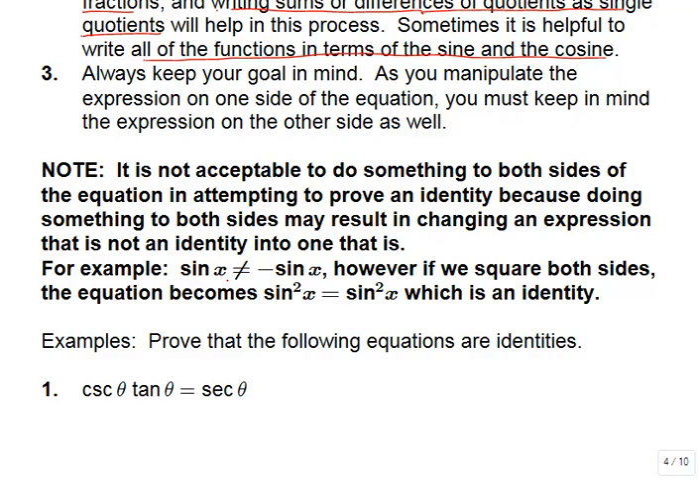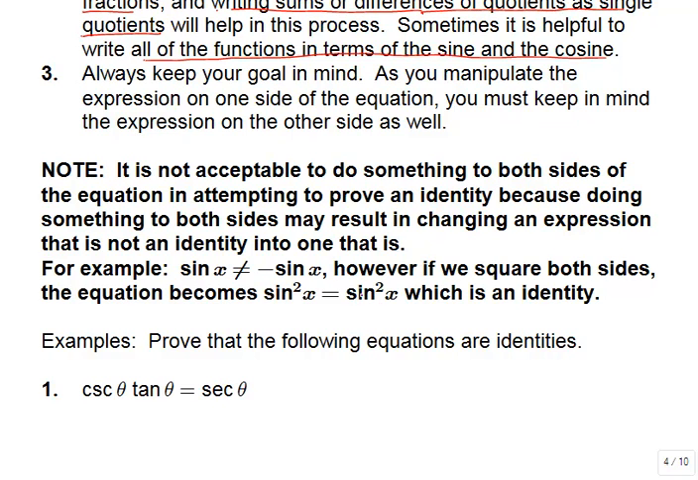For example, sine of x we know doesn't always equal negative sine of x. That is not an identity. However, some students might try to square both sides to show that we have an identity here. So sine squared x equals sine squared x. When you square both sides, that negative disappears. So sine squared x does equal sine squared x.